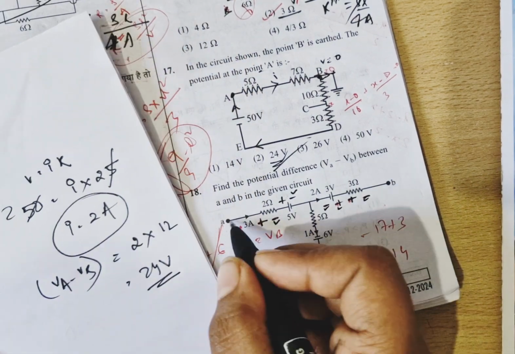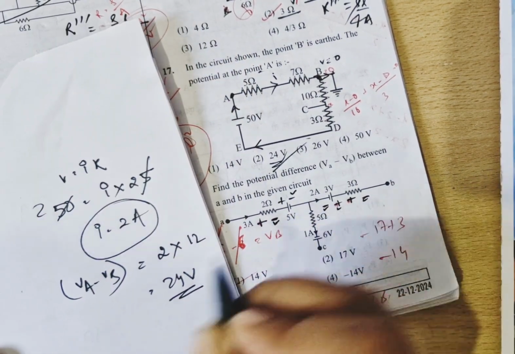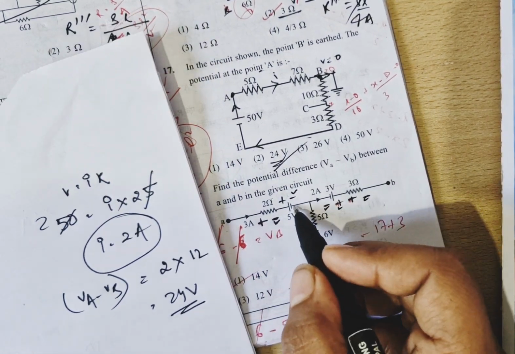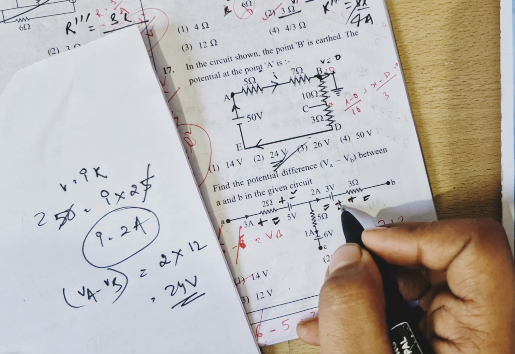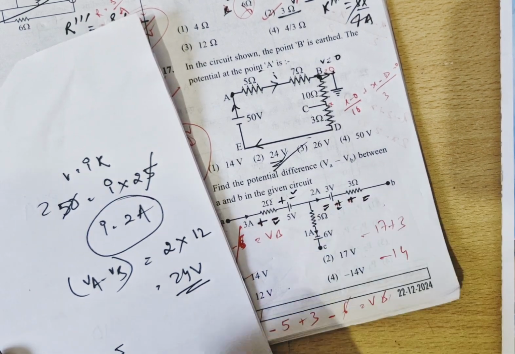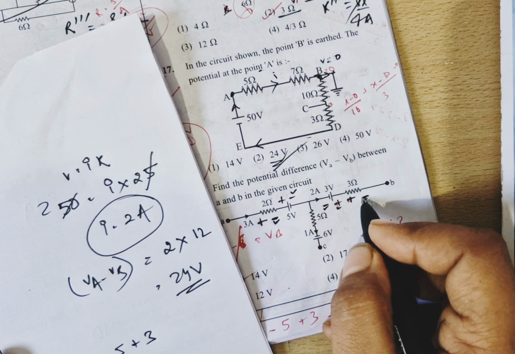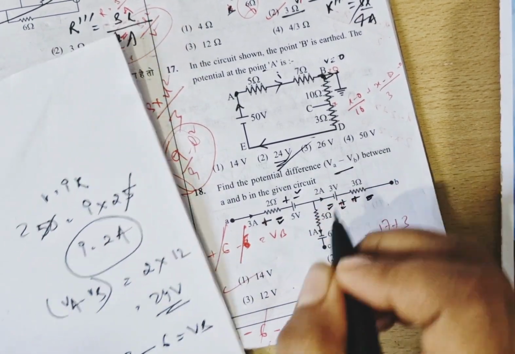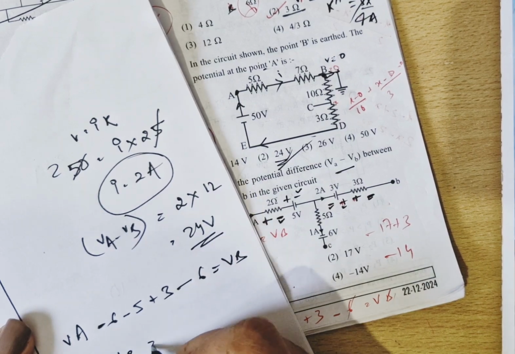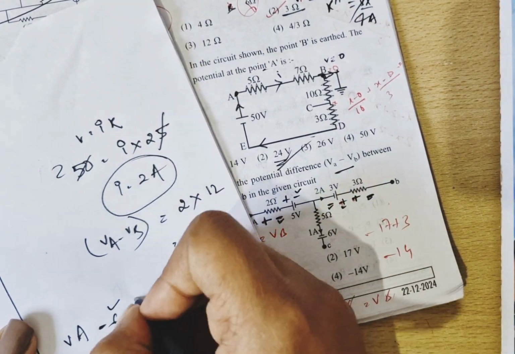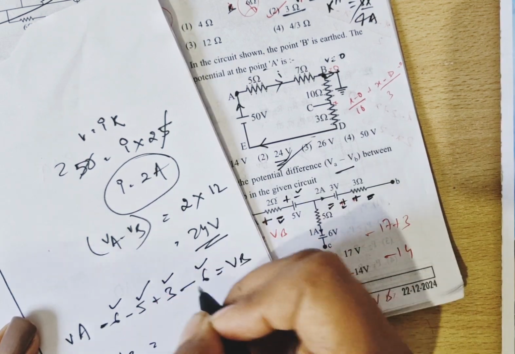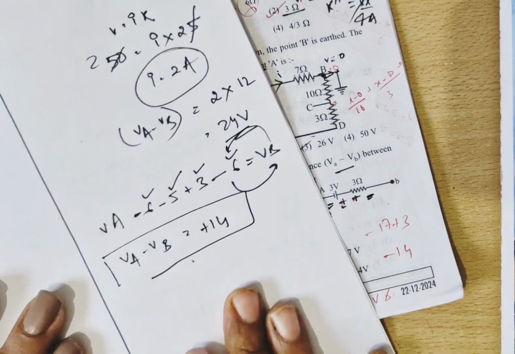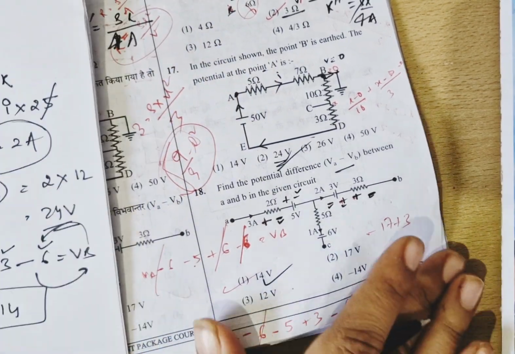So just follow me. VA, the last sign is minus, so it will be minus 6, that is 3 into 2, 6. Then minus 5 volt, then plus 3 volt, and then minus 3 times 6, minus 6, is equal to VB. And here VA minus VB has been asked. So VA minus VB will be 6 plus 6 is 12, plus 5 is 17, and plus 3 minus 6 minus 6 gives 14, so VA minus VB will be plus 14 volts. So the answer will be plus 14.